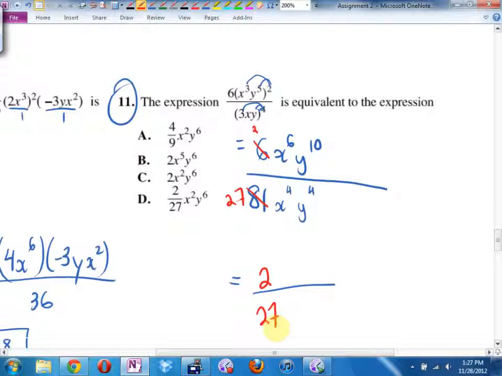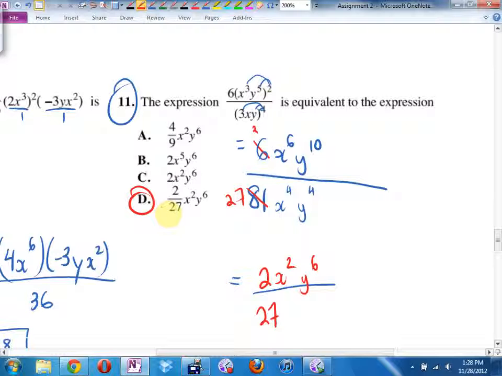How many x's on top, grand total? Well, 6. How many on the bottom? 4. How many left? 2. Where? On the top. I agree. How many y's on top? 10. How many on the bottom? 4. How many left? 6. On the top. Which is that one when they type it.